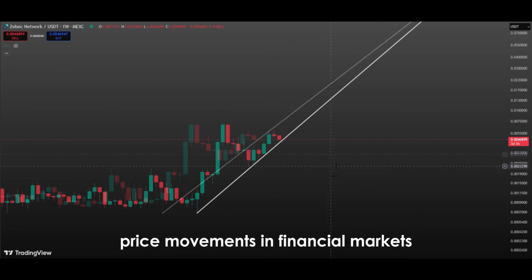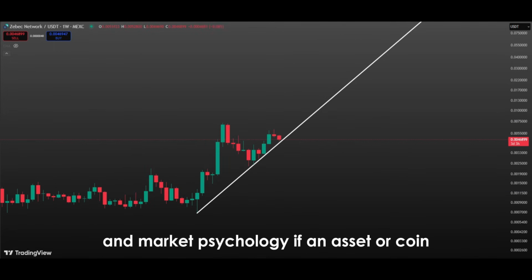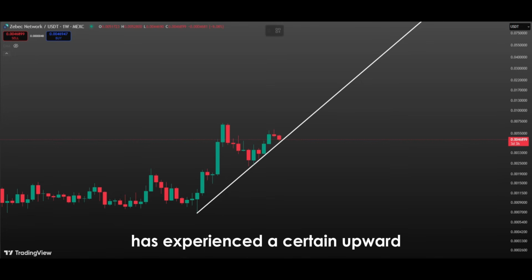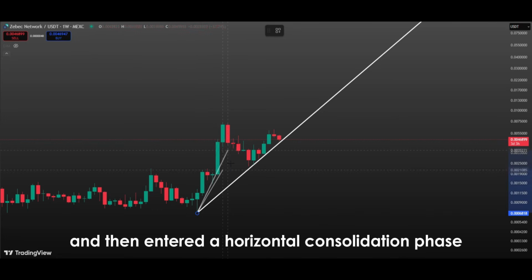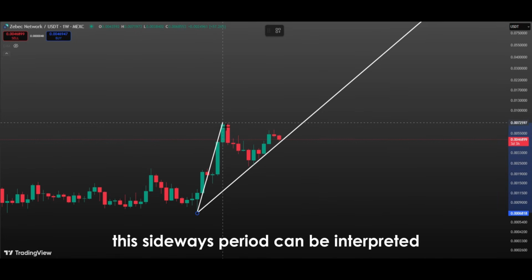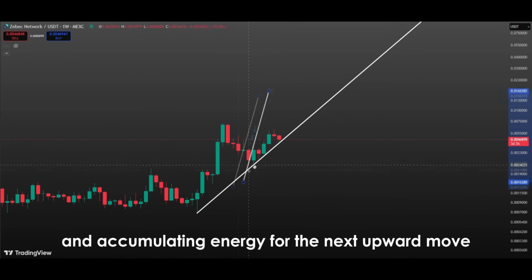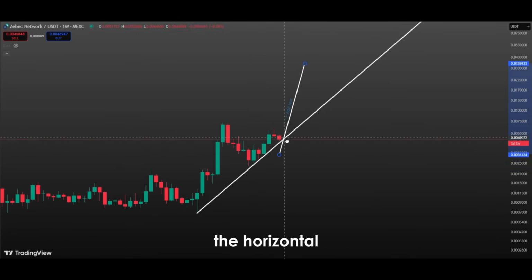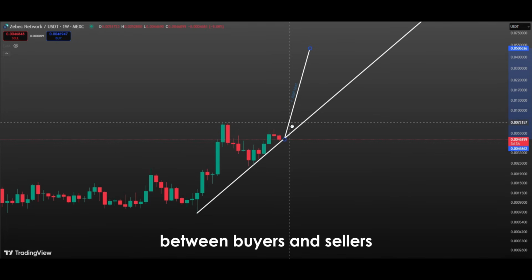Price movements in financial markets are closely linked to historical performance and market psychology. If an asset or coin has experienced a certain upward movement in previous sessions and then entered a horizontal consolidation phase, this sideways period can be interpreted as the market gathering strength and accumulating energy for the next upward move. The horizontal movement following a prior rise reflects a temporary balance between buyers and sellers.